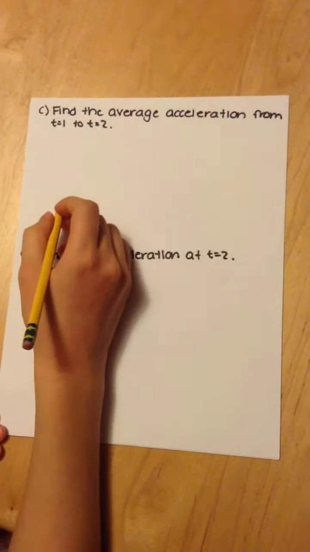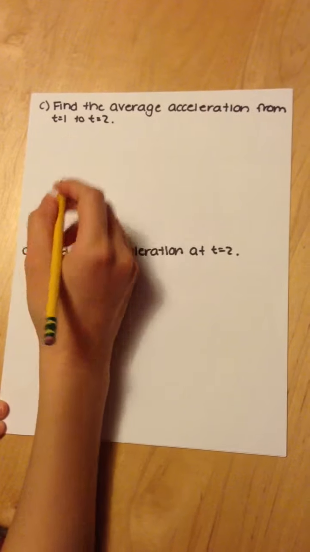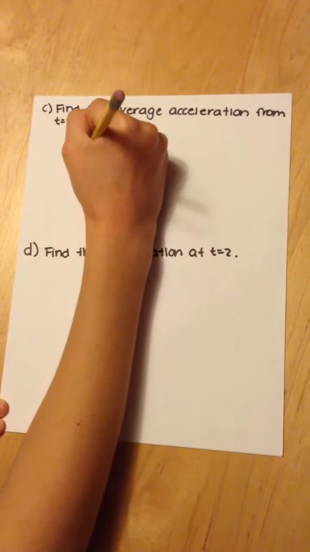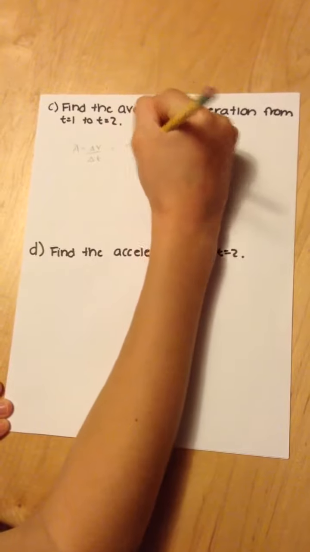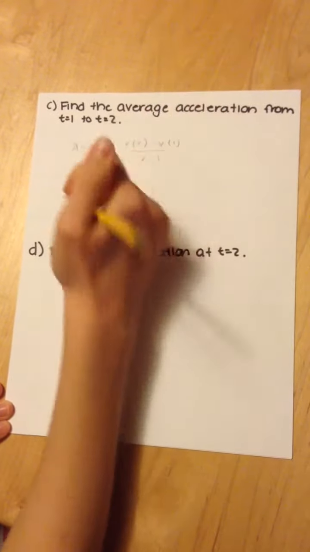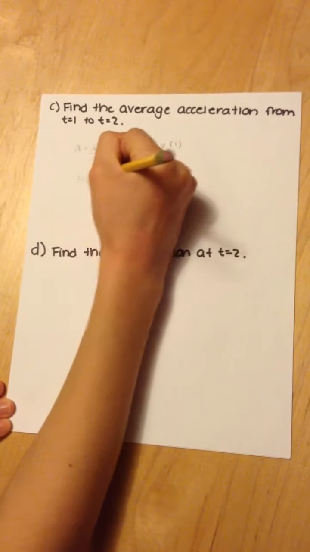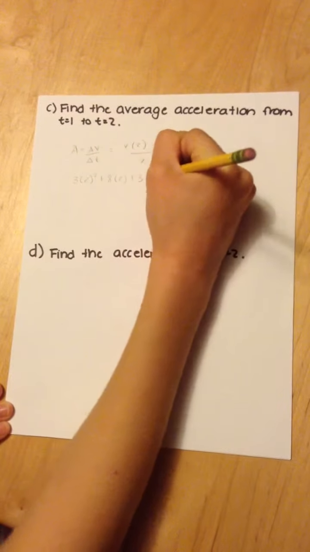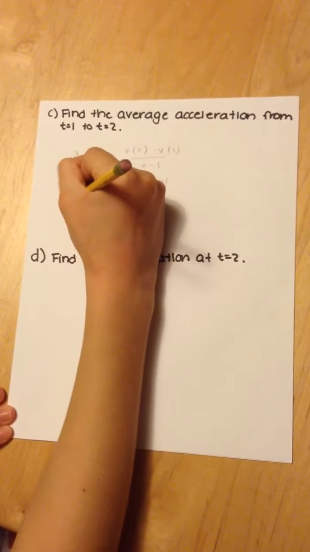And this next part says find the average acceleration from t equals 1 to t equals 2. So the average acceleration equals the change in velocity over the change in time. So it's v of 2 minus v of 1 over 2 minus 1. Then v of 2 is 3 times 2 squared plus 8 times 2 plus 3, which we solved before, is 31. And then you plug in 1.